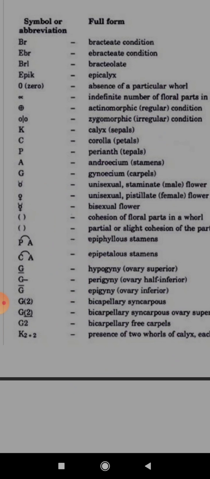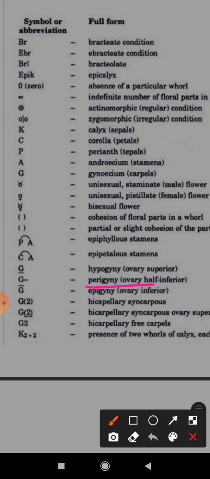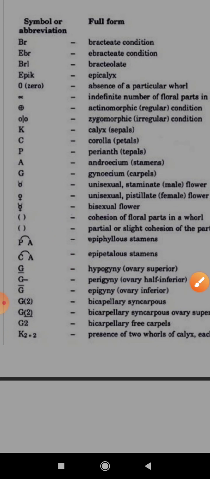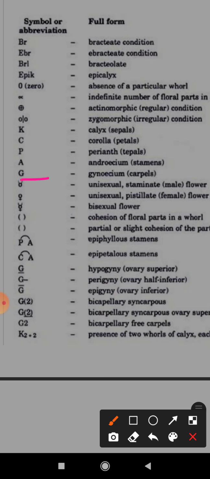Then we come to the next, that is perigynous, half inferior. In this case we represent the gynoecium as G with a dash on the side, right? All right. Now again, related to the gynoecium, there are many things. First of all, how do we represent the gynoecium? That is with the alphabet G, right? Then after that we said whether the ovary is superior, so G with this, right?